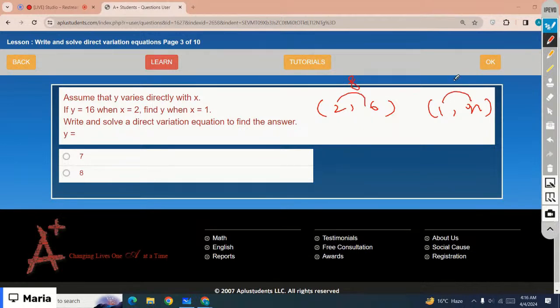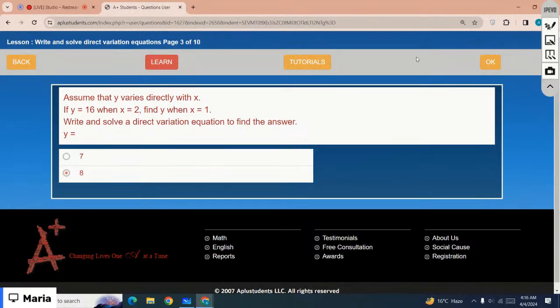So yes, that is very good. That would be 1 times 8 is 8. So n equals 8. The correct option is 8, right? But you can understand both the ways, right? The correct option is 8.